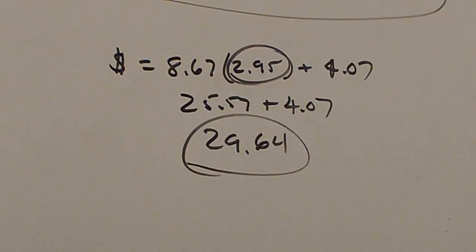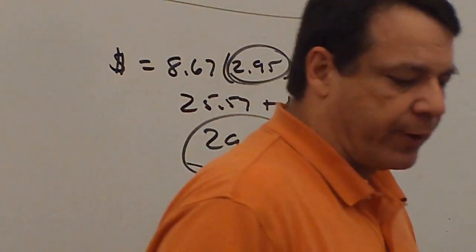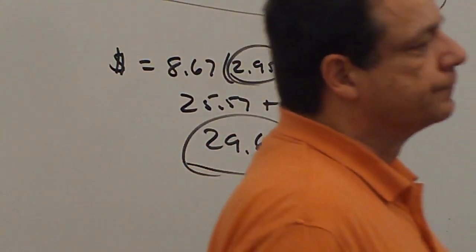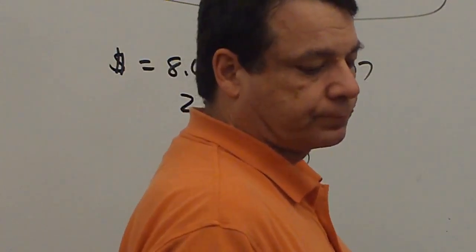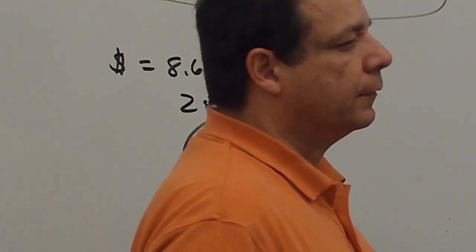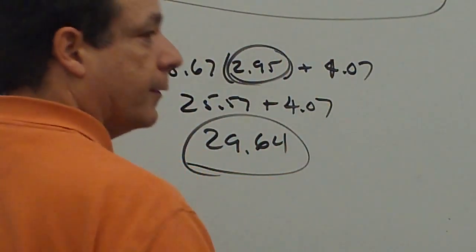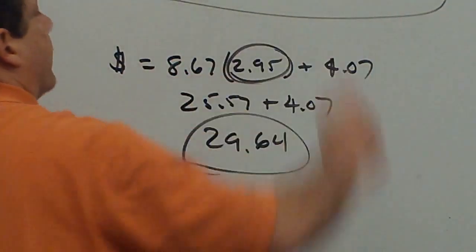Yep, to predict anybody. That was the problem. The problem was predict the salary if a recent graduate has a GPA of 2.95. Okay. E, find the coefficient of determination. There it is.